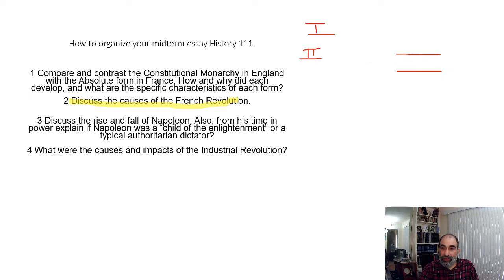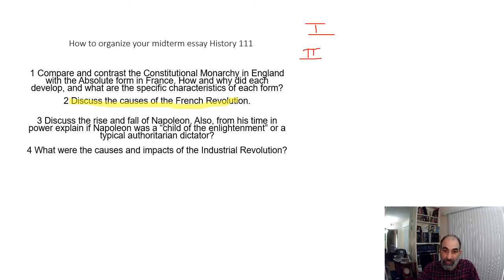Now, if all you do is say, well, Louis the 14th was an absolute monarch, that doesn't help me. The thing on that essay is you've got to explain it, right? How did Louis the 14th help cause the French Revolution? Give examples, like the Edict of Nantes, whatever it is, right?